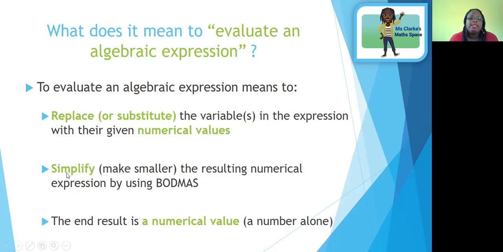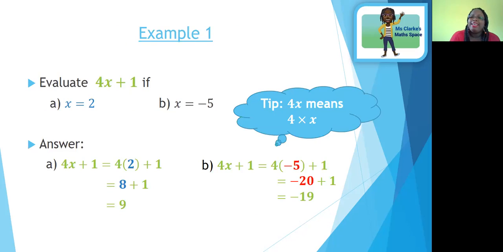So to simplify means to make smaller, to make the result a numerical expression by using BODMAS. So that's exactly what we did there. In terms of 3b, which means 3 multiplied by b, the value of b is 2. So that's how we end up getting 3 bananas costing $6. And the end result is a numerical value alone, which is just 6. All right, so I hope that explains what I just did. So let me give it to you in maths language.